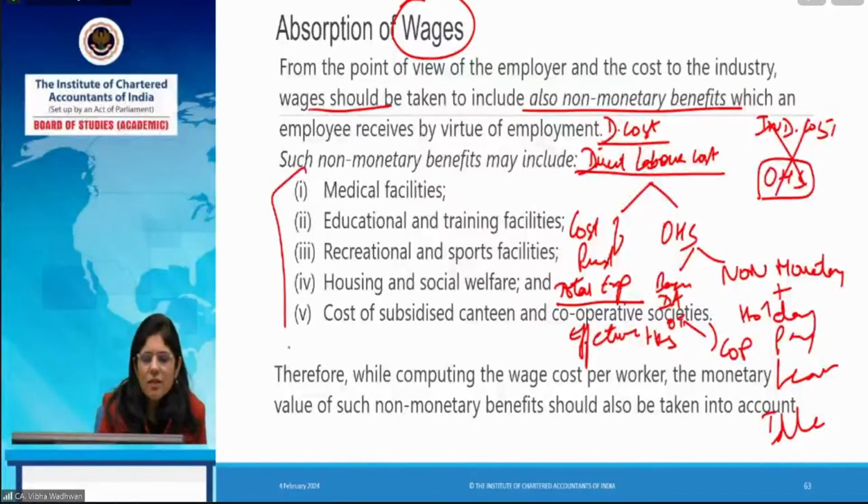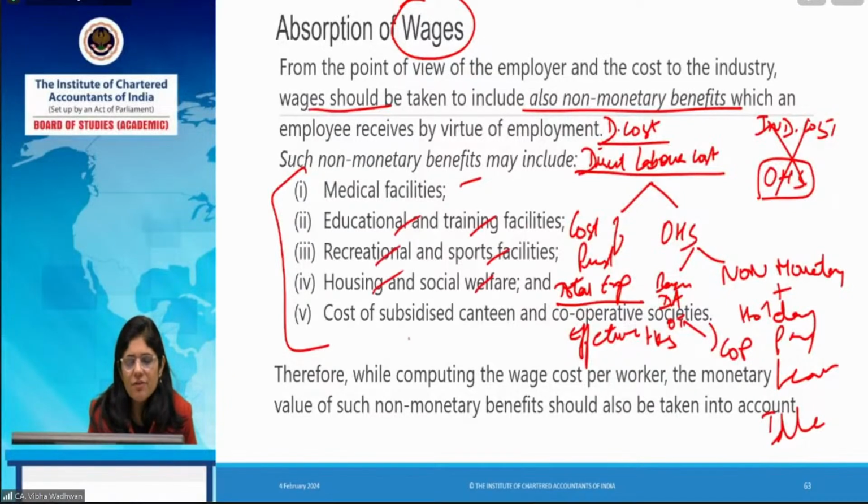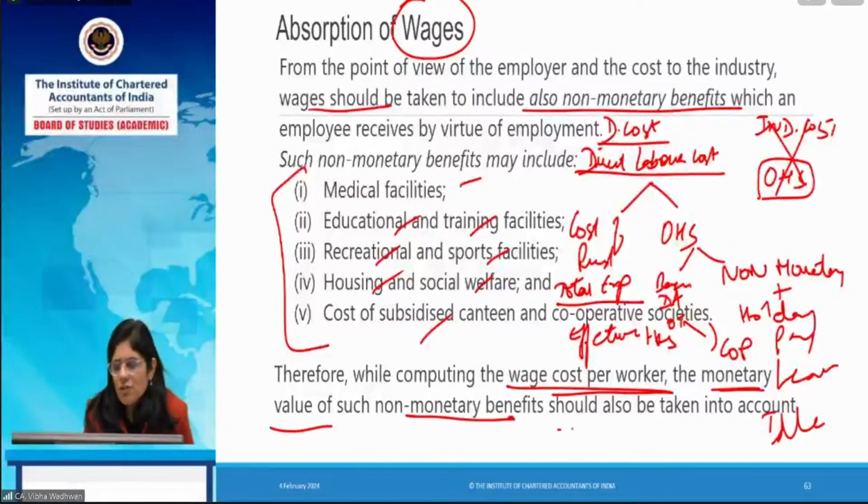So these are the non-monetary: medical, education, training, recreation, sports, housing, welfare, canteen, subsidies, whatever you are giving the facility, everything carries a cost to the employer. Therefore, while computing the wage cost per hour, the monetary value of such non-monetary benefits should also be taken into account to calculate the cost of production. It should form part of the direct cost only.